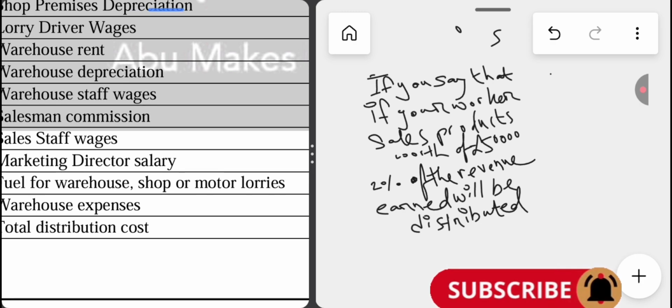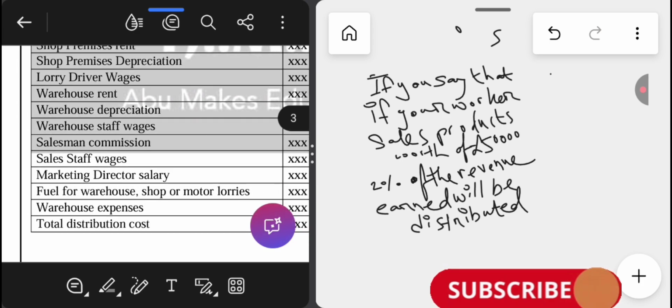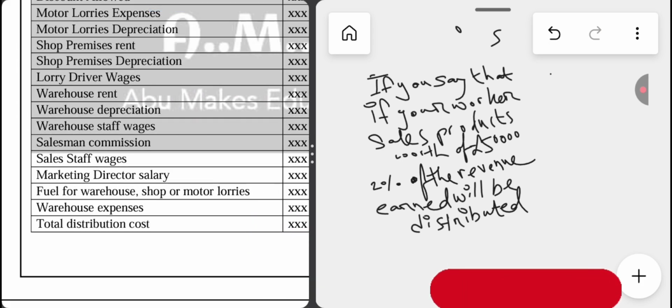Warehouse expenses: the warehouse may need some renovations. The roof of the warehouse may wear down, so it needs some renovation.